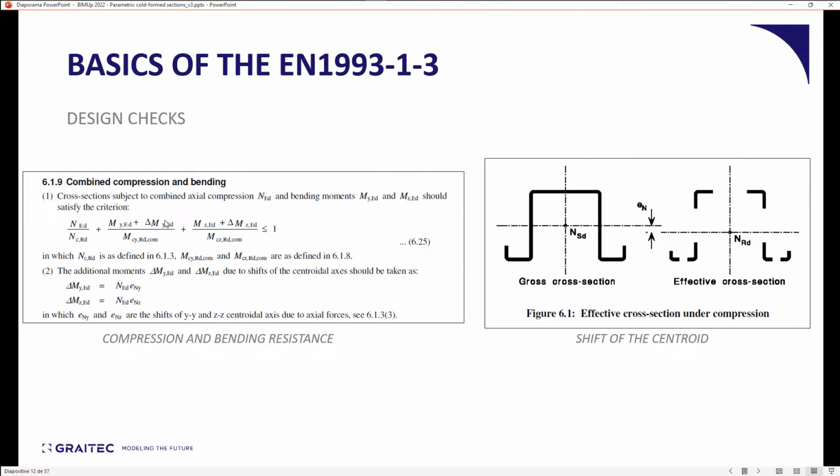It can be a moment about Y or about Z or about both, depending on how the centroid of the section is drifting. So these extra moments also have to be considered in the design.